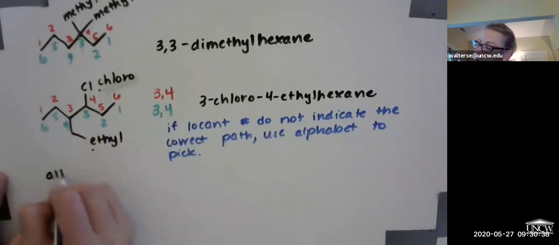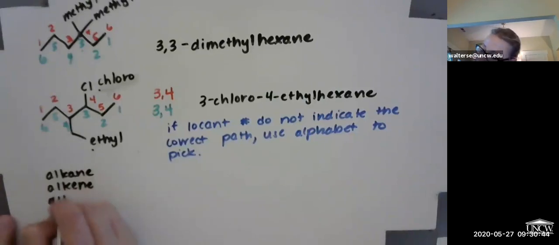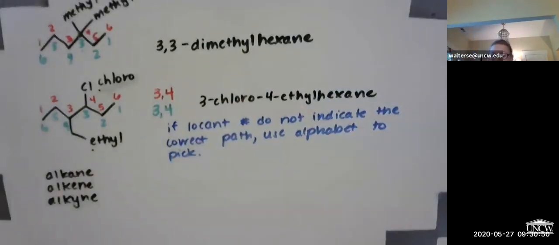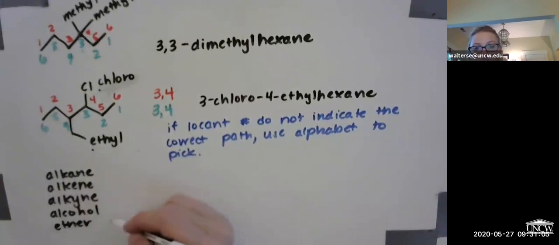So you have alkane, then it goes alkene, then alkyne, and they go in a list. The next one is alcohol and then ether. So the order that they're given tells you the priority of which family is more important. The lower down on the list, the higher the priority the functional group is.